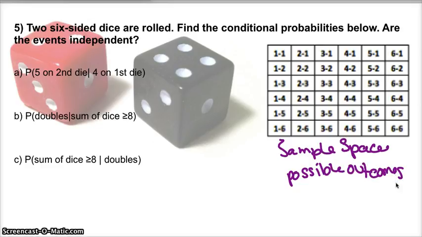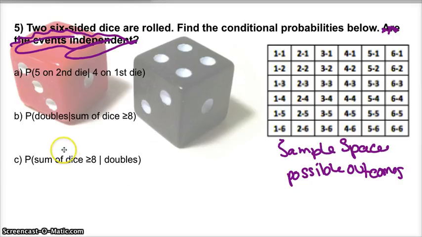So this says two six-sided dice are rolled. Find the conditional probabilities below. And I'm not going to make any mention of any of this stuff right here. So finding the conditional probabilities below.